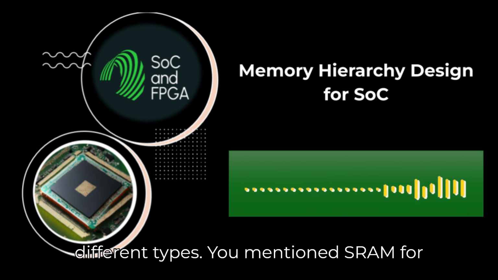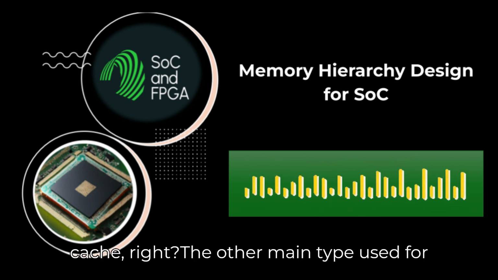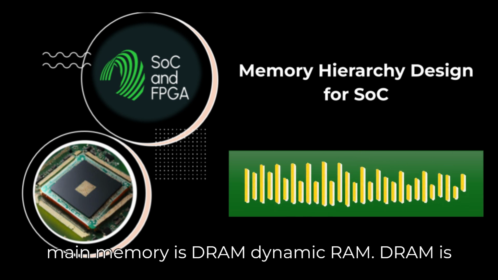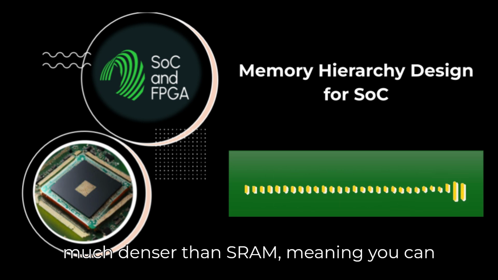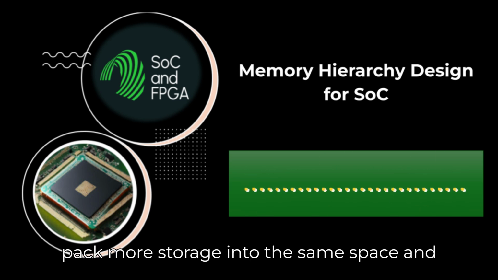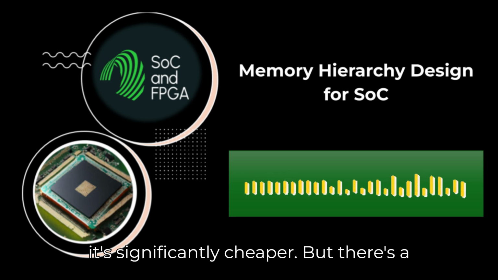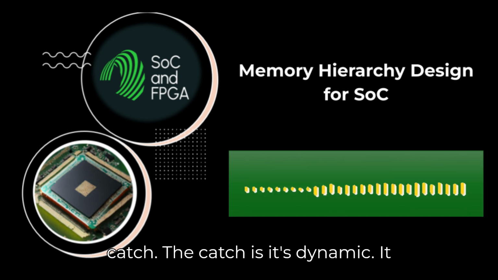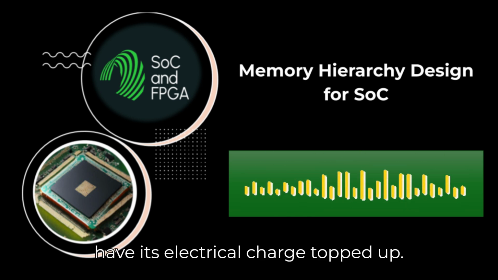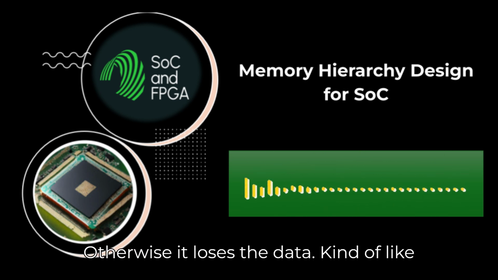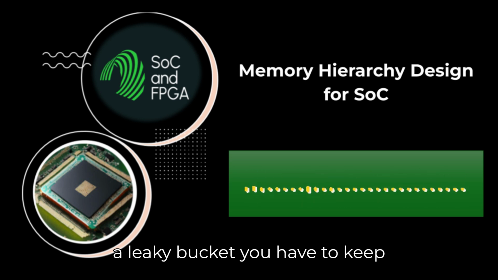And RAM itself has different types. You mentioned SRAM for cache. Right. The other main type used for main memory is DRAM, dynamic RAM. DRAM is much denser than SRAM, meaning you can pack more storage into the same space, and it's significantly cheaper. But there's a catch. The catch is it's dynamic. It needs to be periodically refreshed, have its electrical charge topped up, otherwise it loses the data. Kind of like a leaky bucket you have to keep refilling.